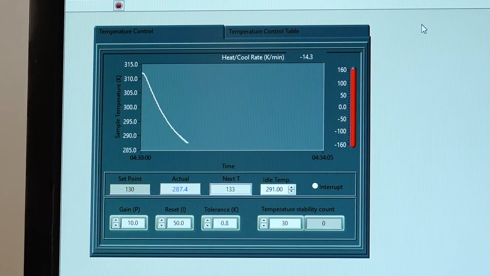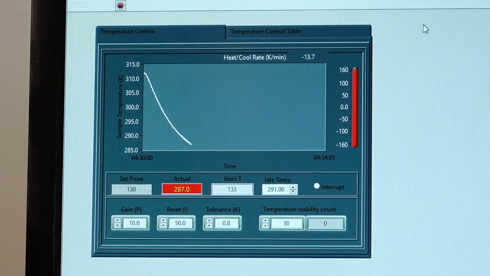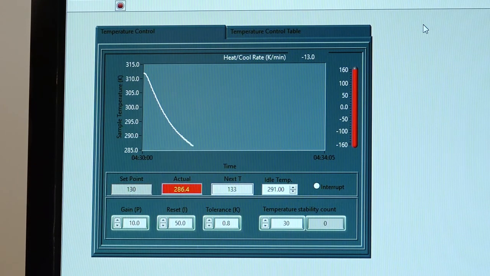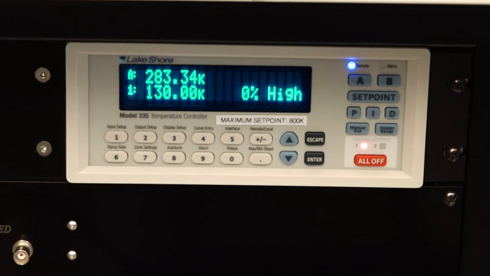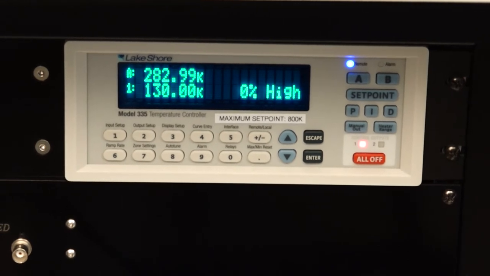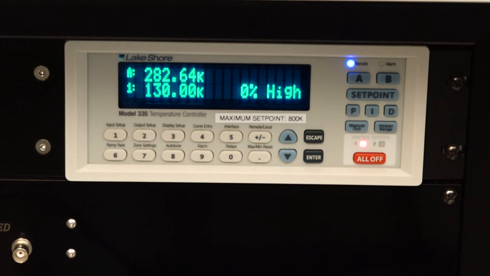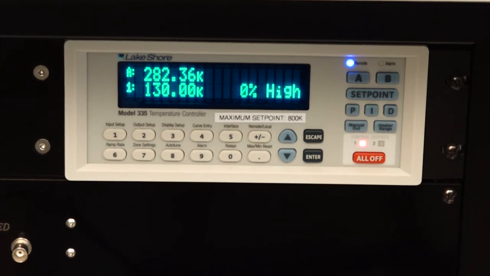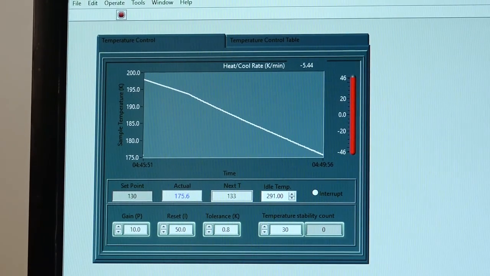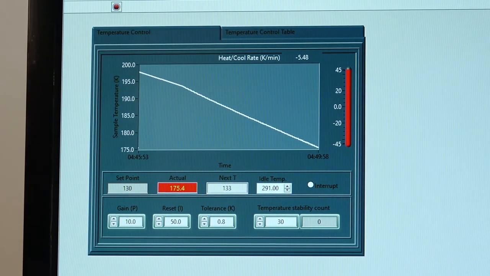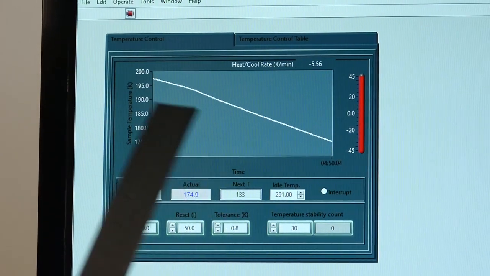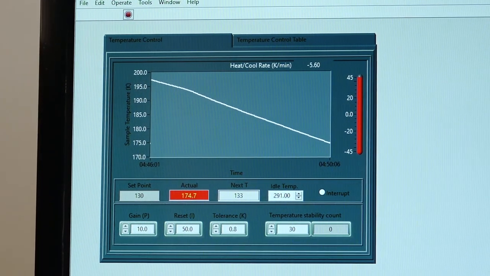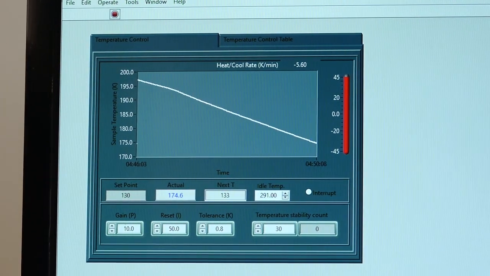We can see that the temperature is falling gradually, controlled by the PID controller. So we'll wait for the temperature to stabilize to our set point. We can see that the temperature is dropping at a rate of 5.5 Kelvin per minute, and it has reached 175 Kelvin and is reducing further. The temperature controller is also displaying the same.